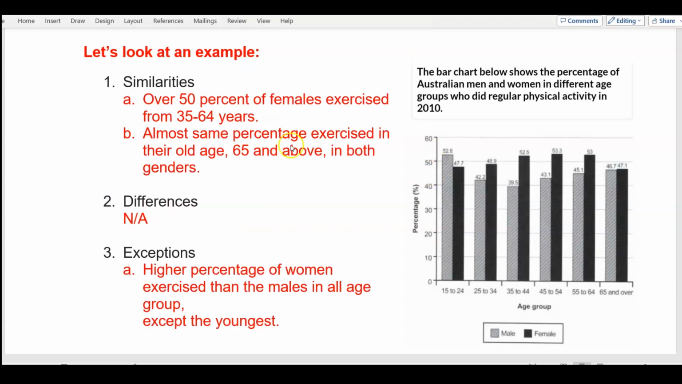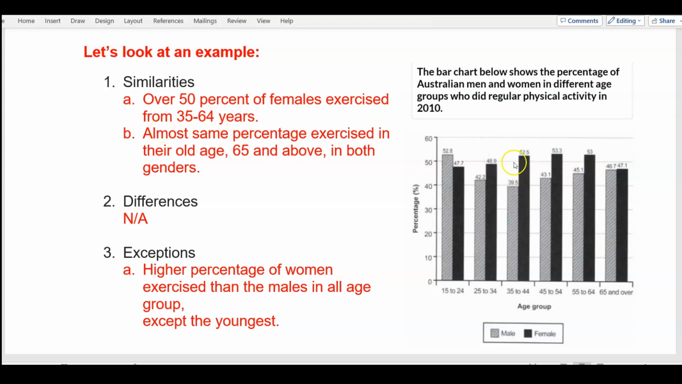All right, let's look at the next question. Similarities. Are there any similarities? If you check the females, are there any similarities? We can see that from age 35 to 54, they are the only age group above 50%. So over 50% of females exercise from age 35 to 54.